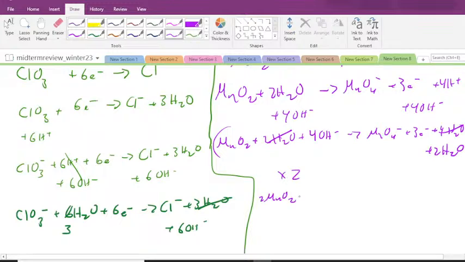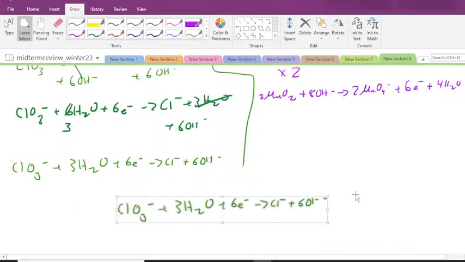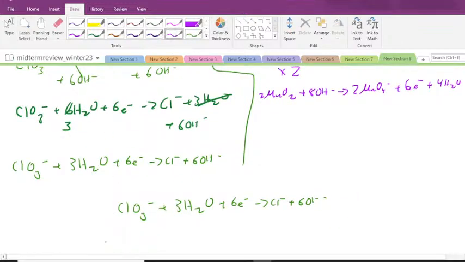So 2 MnO2 plus 8 hydroxide gives us 2 manganese O4 species. Now there's those 6 electrons, so that matches with our other half reaction. Plus 4 H2O. And so now we can add them all together. I'm just rewriting this so we can see it, and then I'll write this below it so we can see everything before we add.